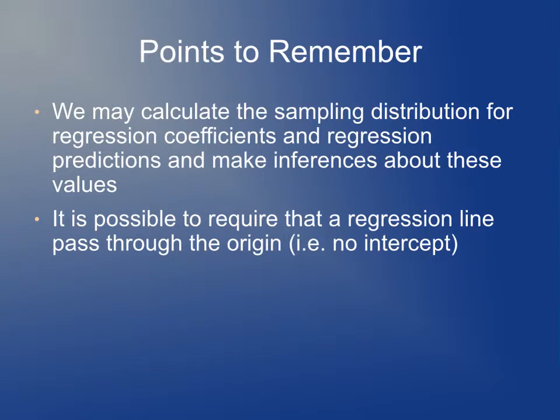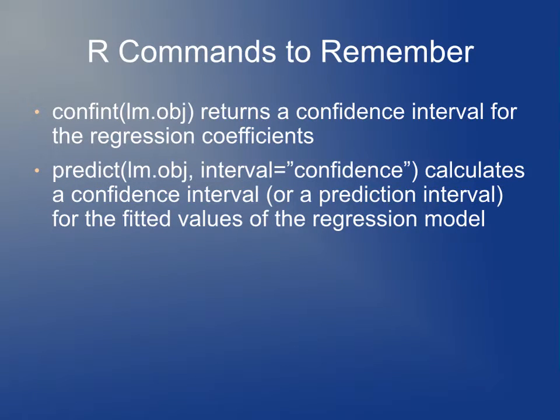Well, the things to remember for today are that you can calculate the sampling distribution for regression coefficients and regression predictions, make inferences about these values using the appropriate R commands, and you can require that a regression line pass through the origin by doing no-intercept regression, although in practice I usually advise against it. The new R commands today: you can use confint to get confidence intervals for regression coefficients, and you can also use the predict command to calculate confidence intervals or prediction intervals for the fitted values for a regression model.